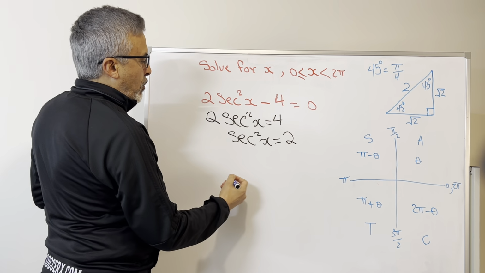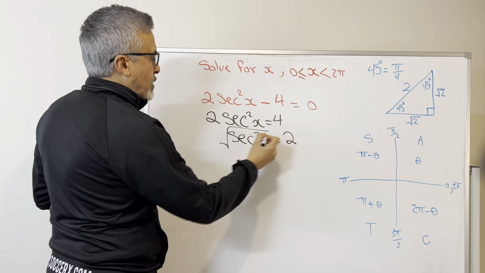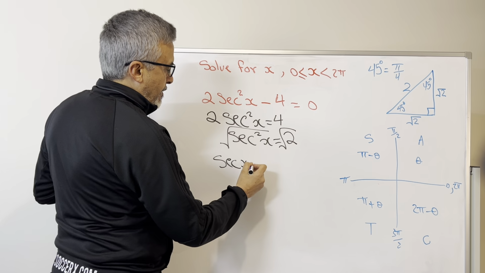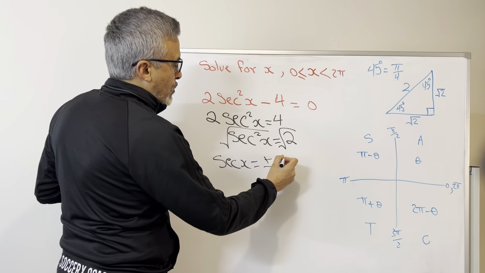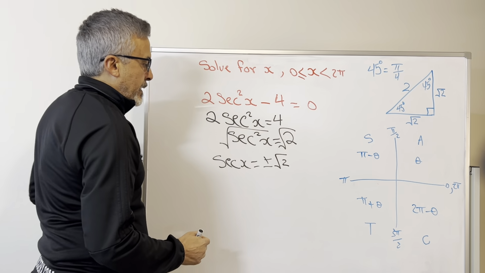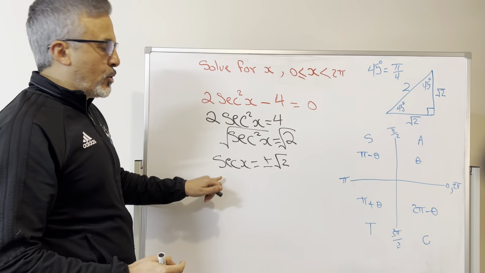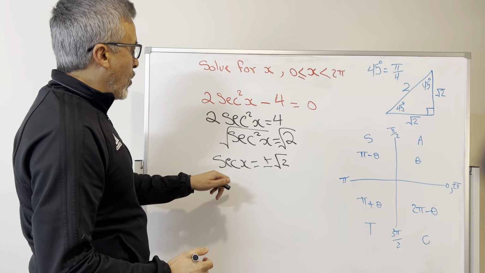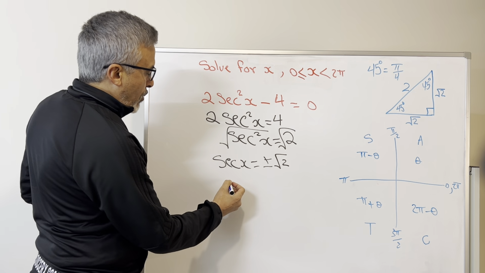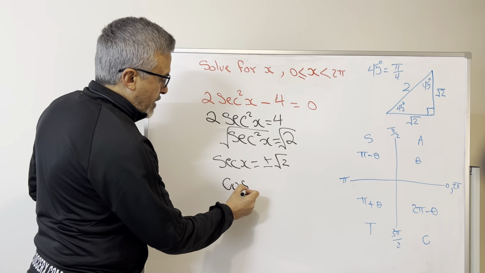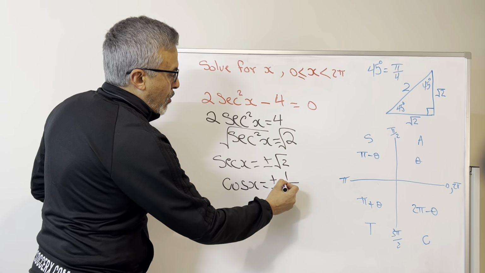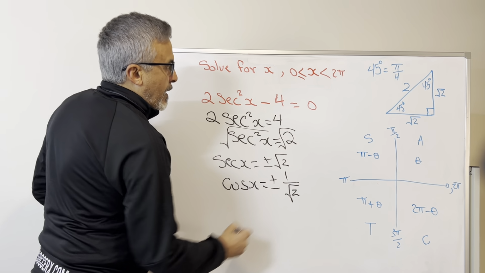Now we're gonna square root both sides, and when we square root both sides, what we're gonna get is secant x equals plus or minus square root of 2. Now you know secant is 1 over cos, so you could write 1 over cos equals plus or minus root 2. Or instead of writing 1 over cos, you could just change this to cos, but you have to change this to plus or minus 1 over root 2.